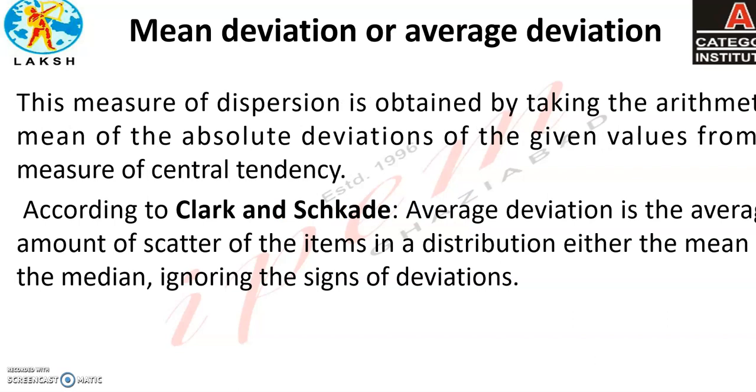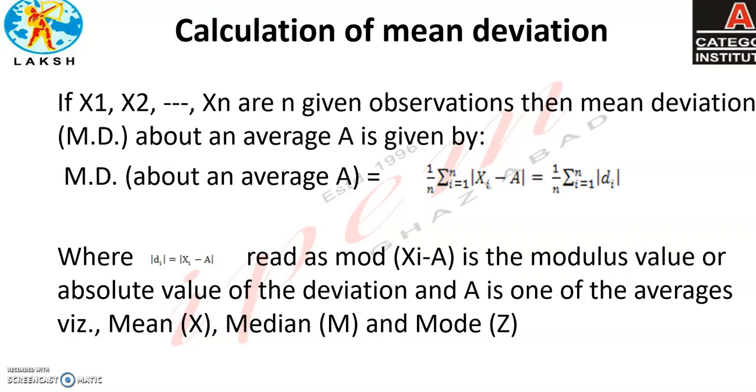Next is mean deviation or average deviation, right? Mean deviation, this measure of dispersion is obtained by taking the arithmetic mean of the absolute deviations of the given values from a measure of central tendency. According to Clark and Schkade, average deviation is the average amount of scatter of the items in a distribution, from either the mean or the median, ignoring the sign of deviations.